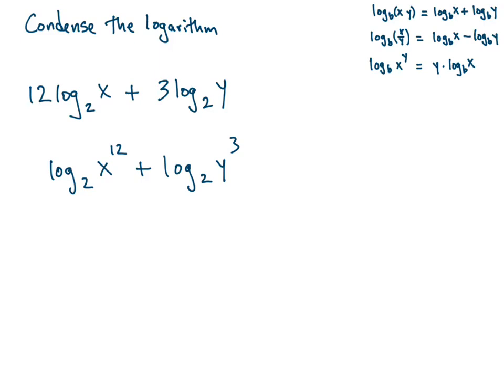And then I just decide, is it adding or subtracting? If it is addition, then I'm going to make it the product of those inside arguments, and I can put those inside of 1 logarithm. So log base 2 of x to the 12th, and then multiplied by y to the 3rd. It is the product of those 2.